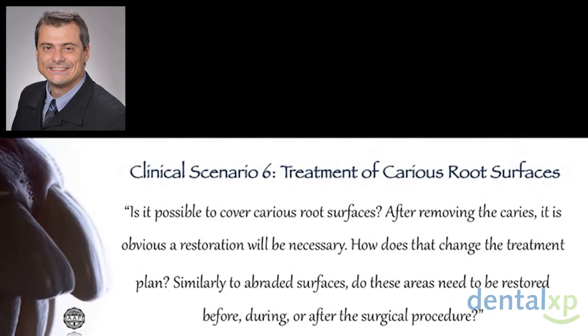And clinical scenario number 6, the treatment of carious root surfaces. Is it possible to cover carious root surfaces? And after removing the caries, it is obvious that restoration will be necessary, and how does that change the treatment plan? And similarly to abraded surfaces, do these areas need to be restored before, during, or after the surgical procedures?